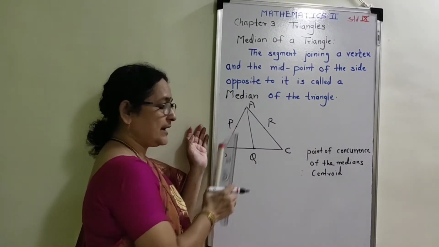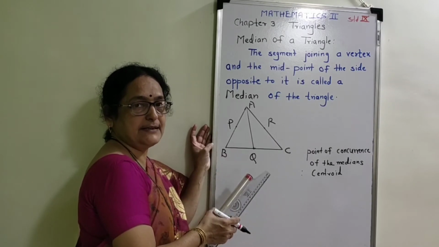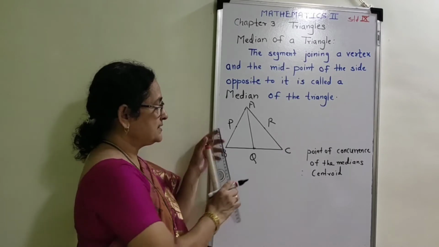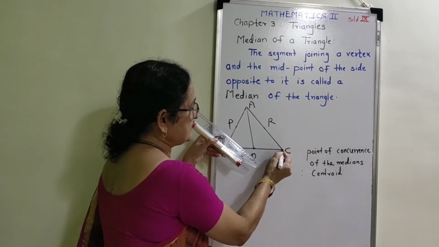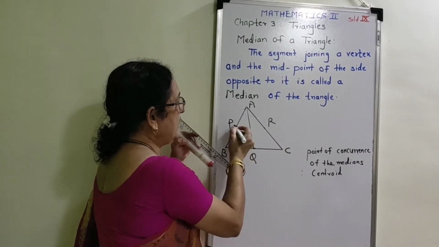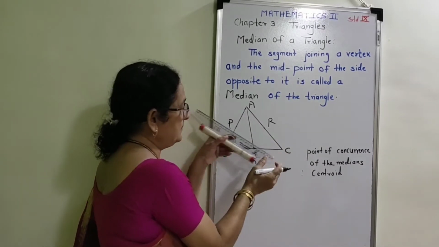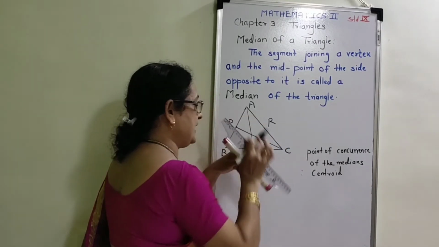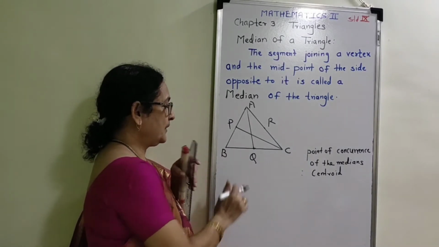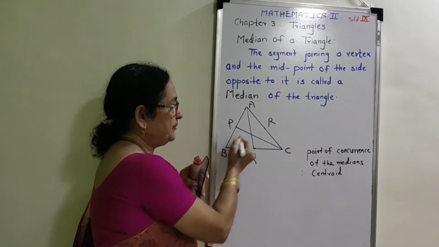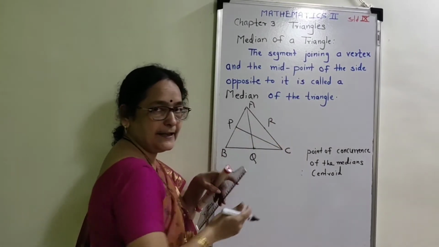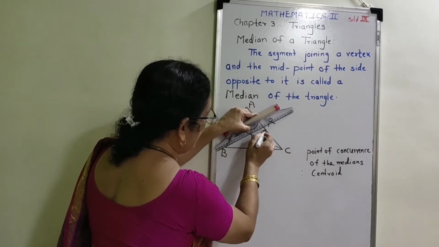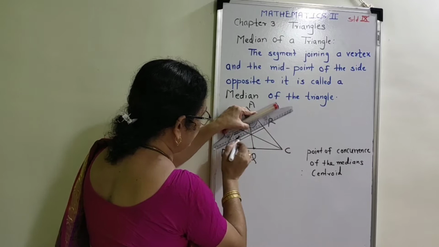Now, for each triangle there are three different sides, and that's why we are able to draw three medians for a triangle. Suppose I have joined this vertex C, the opposite side is AB, and the midpoint of side AB is P. Therefore, CP is the second median of the triangle ABC. Similarly, if I have selected vertex B, then R is the midpoint of side AC. If I join points B and R, then BR is the third median for this triangle.